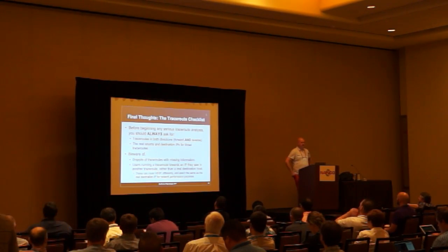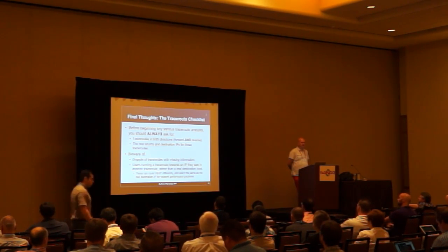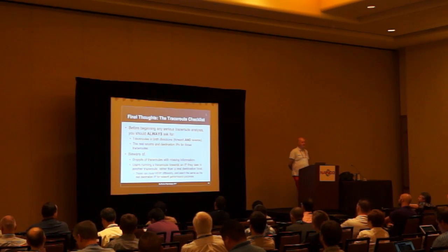So some final thoughts. The traceroute checklist. If you're working on a traceroute ticket, if you're trying to figure out what's going on, if someone has sent you a traceroute in any way, you should always ask for traceroutes in both directions and real source and destination IPs. If you're going to submit a traceroute ticket, submit these two things.